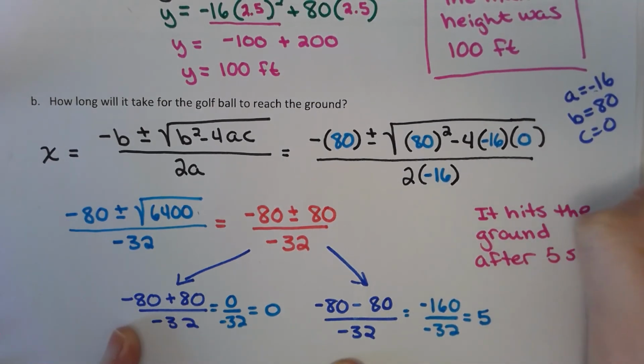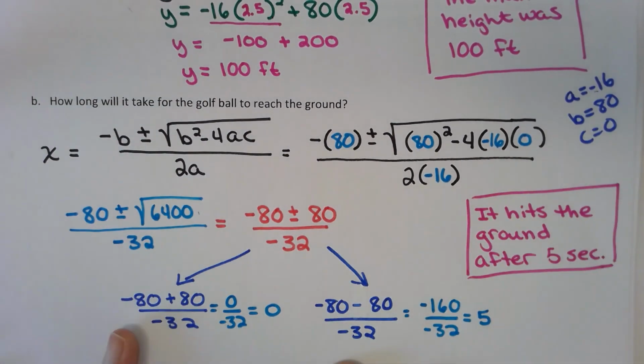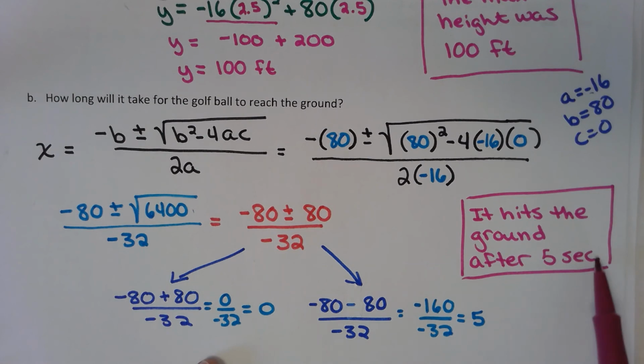5 seconds. Now, once again, when you are entering those answers onto Canvas, do not worry about putting the labels like seconds or feet or anything like that. I just want the number.